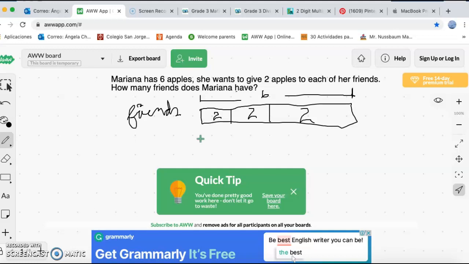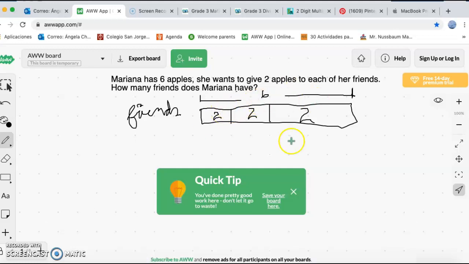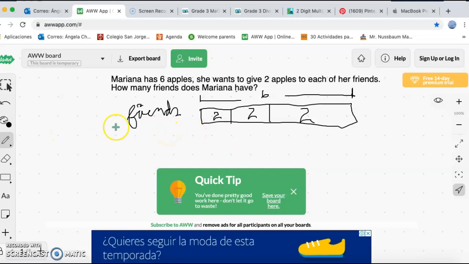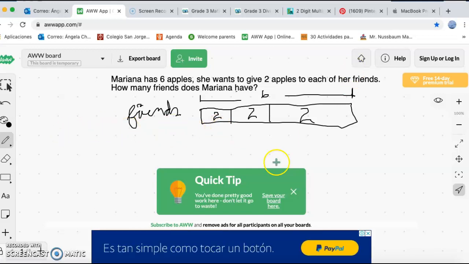Okay? So here are the 2 ways of how to draw the bar modeling for the 2 ways of division. Please let me know if you understood. If not, I will help you a little bit more with this topic, okay?